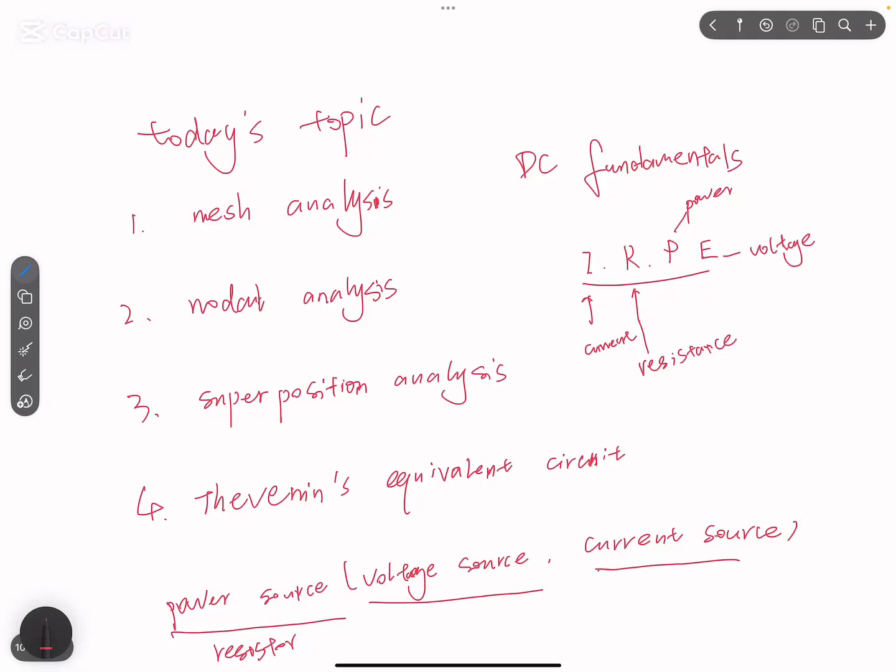In today's video, I'm going to talk about mesh analysis, nodal analysis, superposition analysis, and the Thevenin equivalent circuit. These are methods we use to do circuit analysis on DC circuits, and all the methods work on pure resistance circuits. When I say pure resistance, that means we have the power source and the resistance, nothing else. The power source could be a voltage source or a current source, and the other element is the resistor itself.